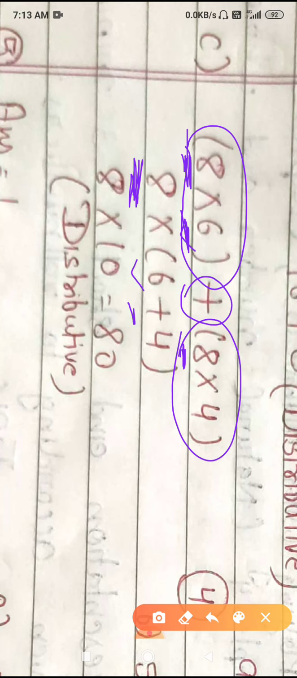If 8 is taken common, this 8, what is left? 4. I am writing here 4. So now 8 is outside the bracket. When you solve 6 plus 4, you will get 10. And 8 multiplied by 10 is 80. This property is the right hand side of the distributive property. Again I am repeating here. 8 is common in both, so I took 8 outside as a common. And then in the bracket I have plus sign, so I will add, minus sign I will subtract. 6 plus 4, 10. 8 multiplied by 10 is 80. This is the distributive property.